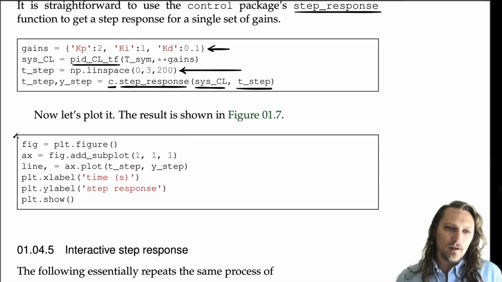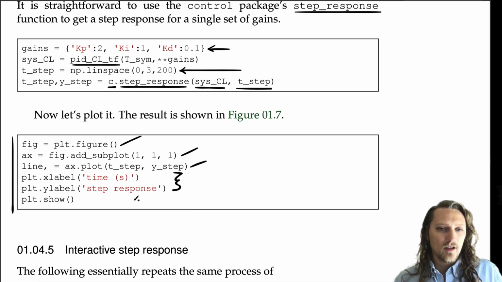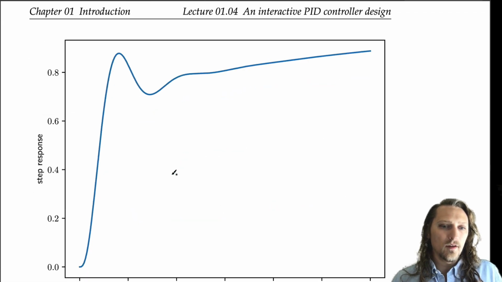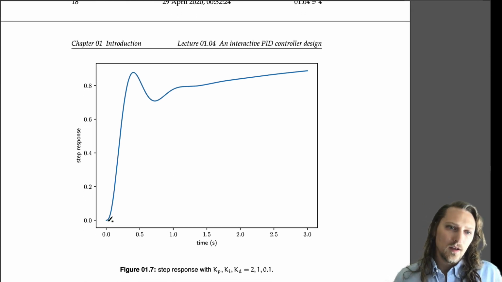So then we can simply plot it. This opens up a figure, creates a set of axes on it, plots on those axes the time and the step response, labels those axes, and then shows it. And the output figure is given here.